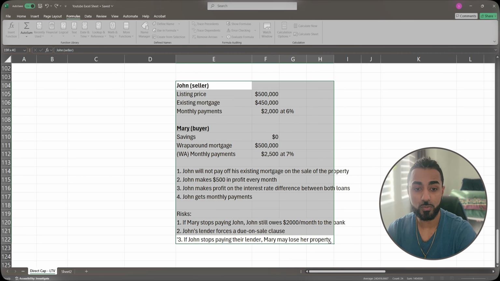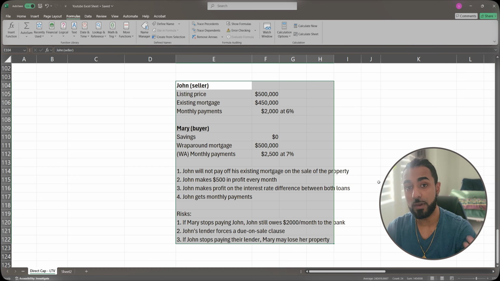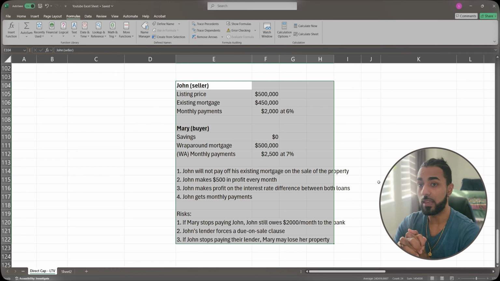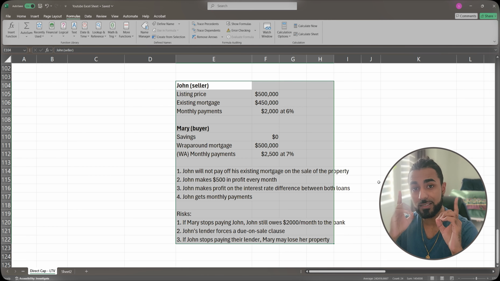Okay, so that's essentially what the wraparound mortgage looks like. Those are the benefits and the risks. That's just an example. Hopefully that made sense. And that is loan number 3. So let's move on to some of the math.